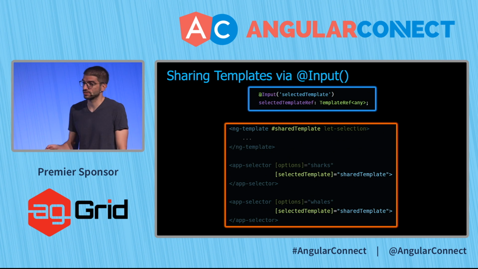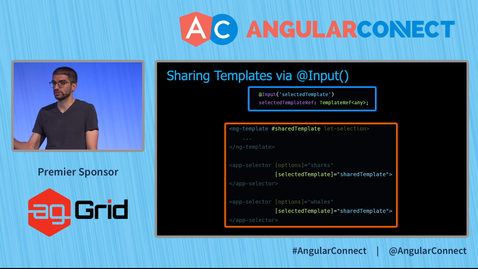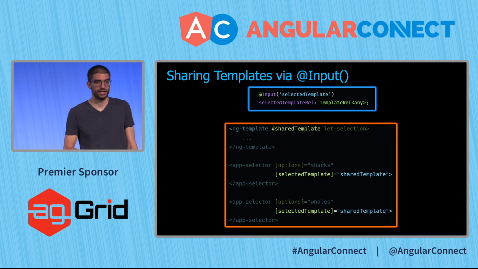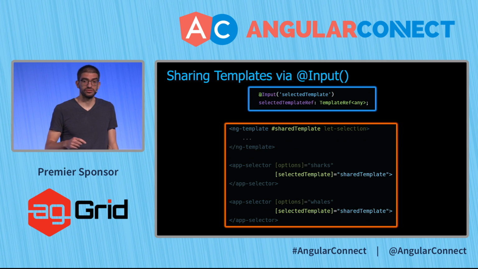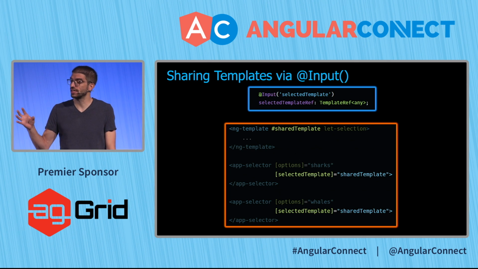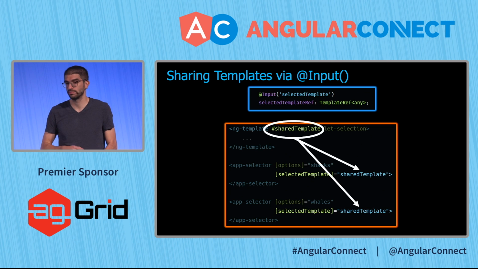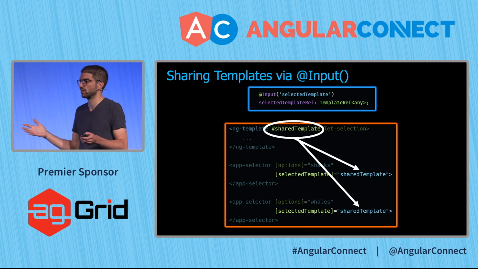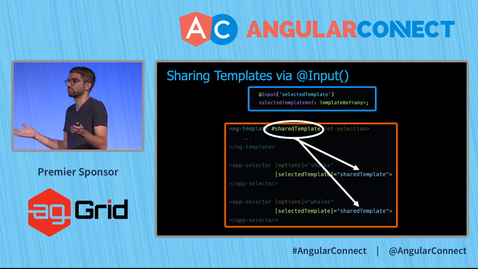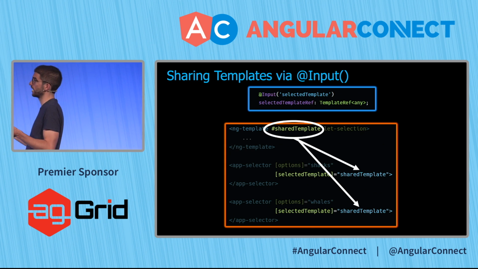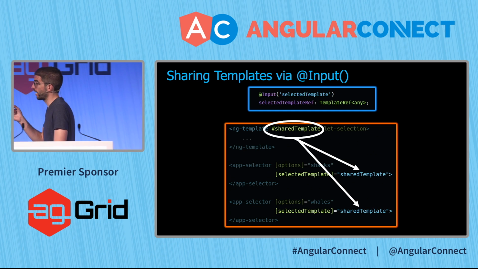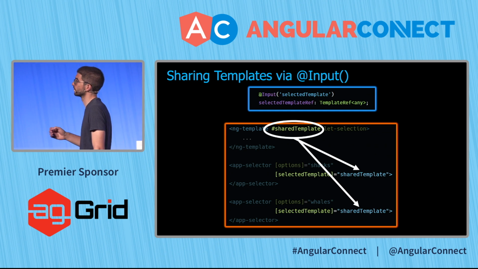Another way to use templates or to get them into your component is via an input. And what this will allow you to do is you can define like a shared template outside of where you're using your components and then pass that in to both of them at the same time. So in this case, whales and sharks, they might use the same, I guess, template to be displayed. We can define it once and then pass it to both of them.